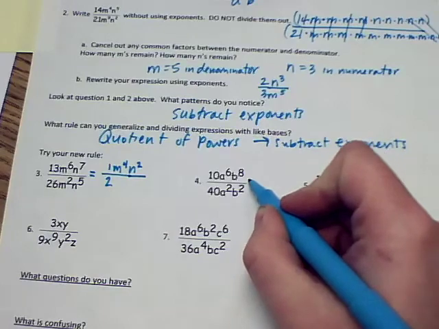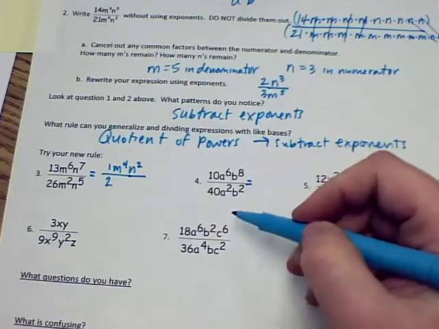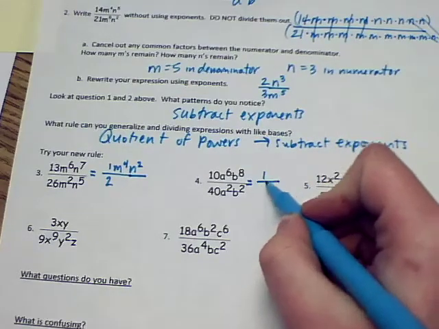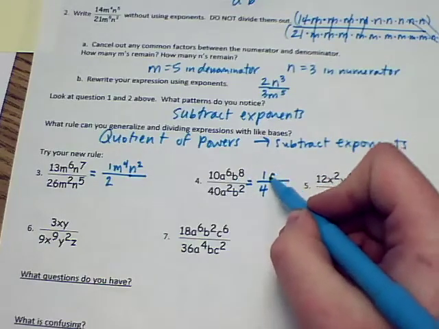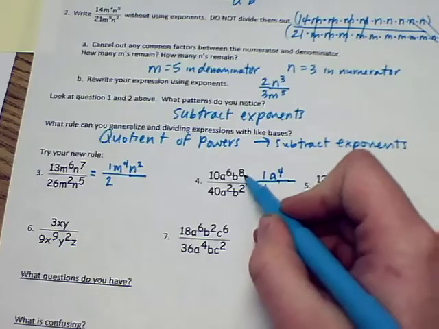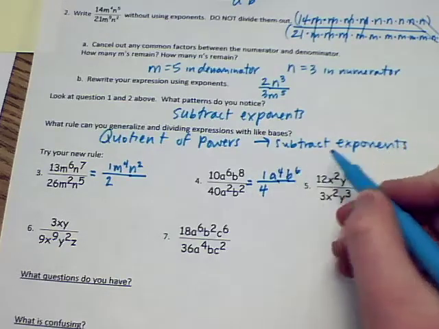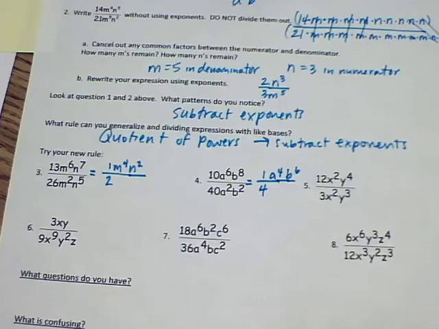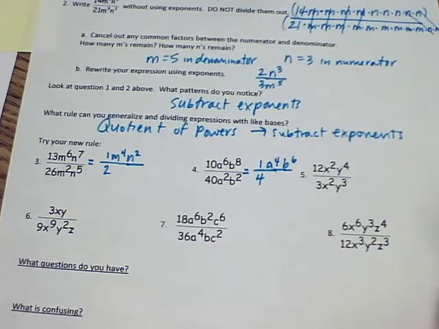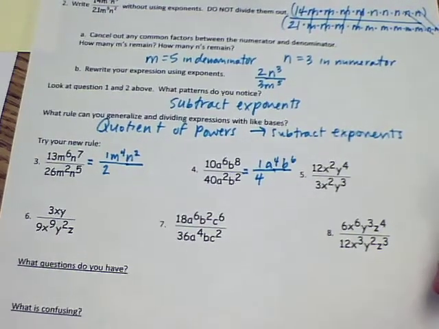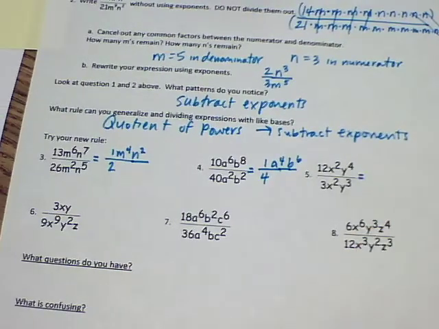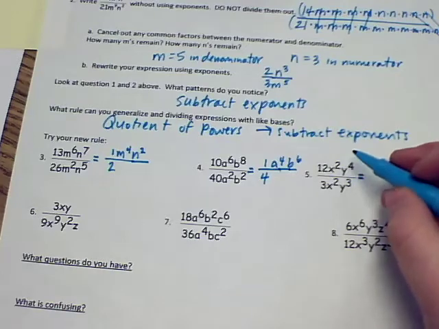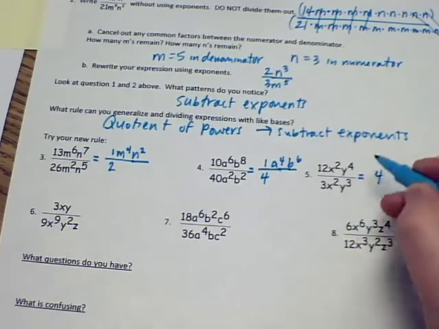All right, number 4, if I reduce 10 over 40, that reduces to 1/4. 6 minus 2 is 4, so there's 4 a's on top. 8 minus 2 is 6, so there's 6 b's on top. So there's that. Now I would like you to pause and try the rest. Once you think you figured them out, go ahead and hit play again and make sure that you got them right.